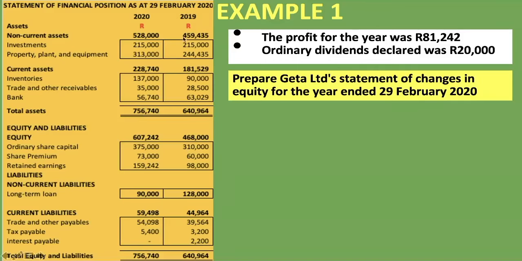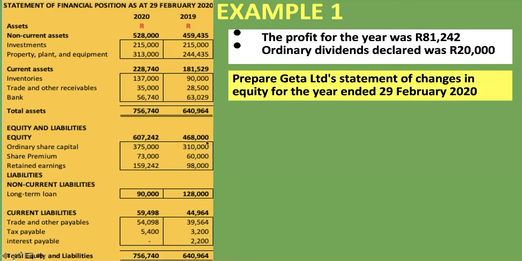Well, here we have 2019 on the right and we have 2020 on the left. We are completing it as at the year ended 29 February 2020. So we want the balances at the beginning of the period. Where will we get that? Well, the balances at the end of the previous period is the same as the balances at the beginning of this period. And remember, we are focusing on the equity section. So for ordinary share capital, we'll look at 2019. For share premium and for retained earnings, we'll also look at 2019.